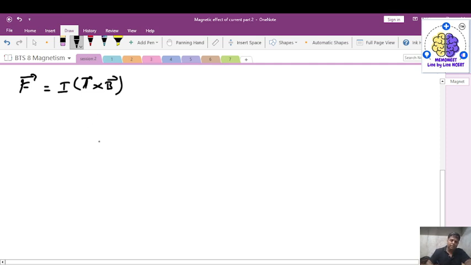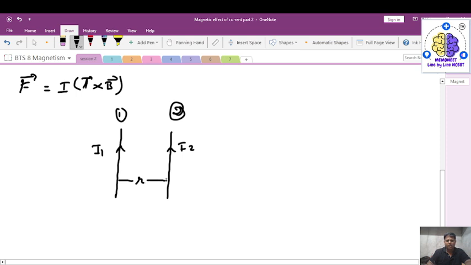If we say that there are two conductors of infinite length, let's say this is conductor one and this is conductor two. Current in the first conductor is I1, flowing in the upward direction. Current in the second conductor is again I2, right? And the separation between them is, let's say, R.